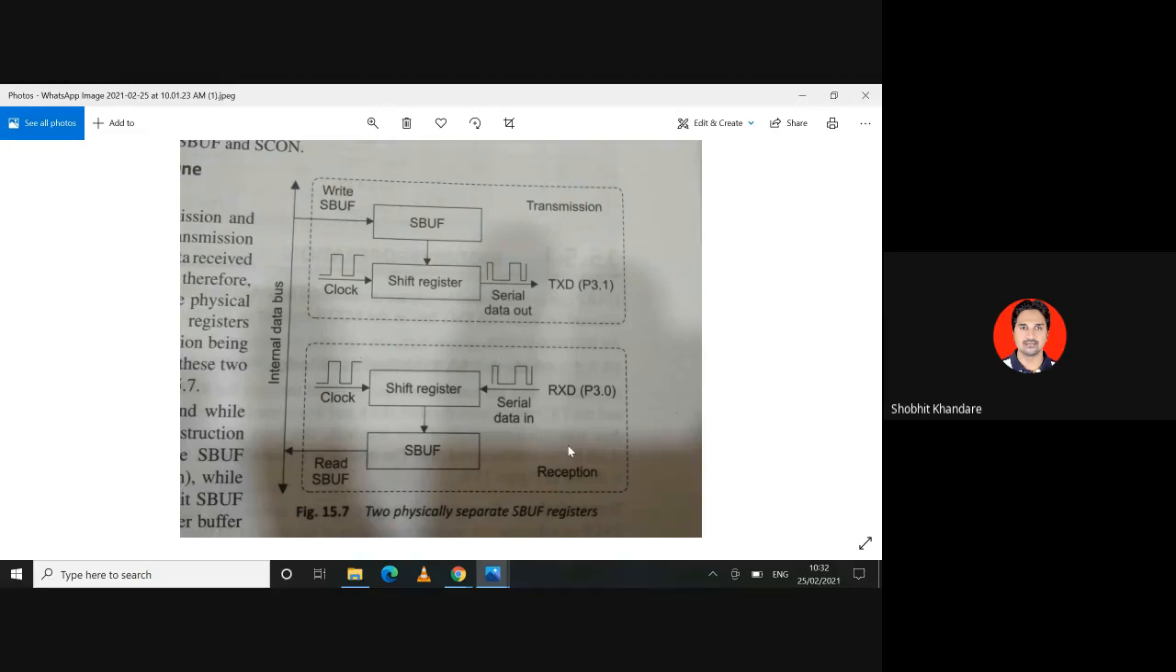In the receiver, what are we doing? We are receiving the data serially through the RxD pin, that is P3.0. Can you see a serial data input? Now that is given to the shift register, and the shift register always requires the clock. So whatever the shift register is receiving, it is giving to the SBUF. What is this SBUF? You have written its name as receive buffer. So whatever you are receiving from the RxD pin, before it is given to the CPU or ALU, it is stored into the SBUF.